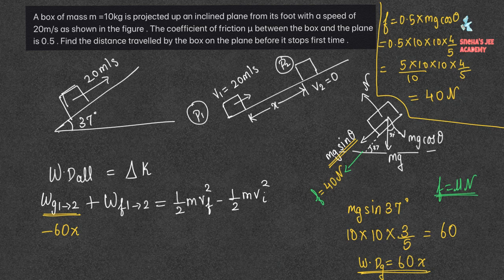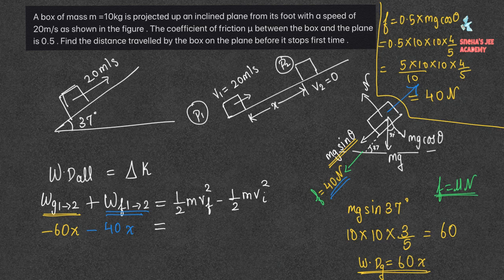Now the work done by friction. We know the force of friction is 40 Newton and the displacement is x. So it is minus 40x, minus because again the friction is in the opposite direction of the motion of the block. The motion is upwards and the friction is in the opposite direction. So minus 40x is equal to half m v final square.